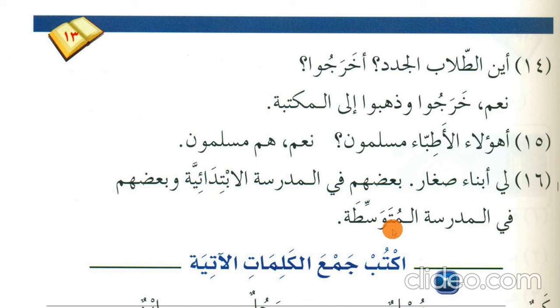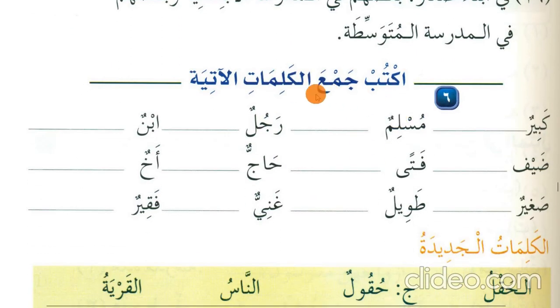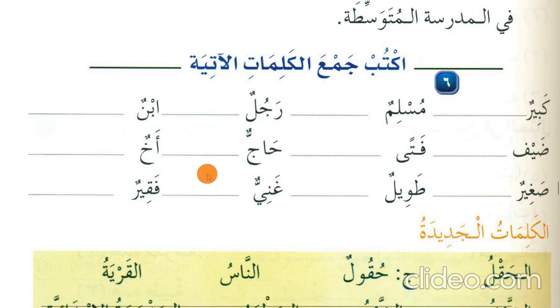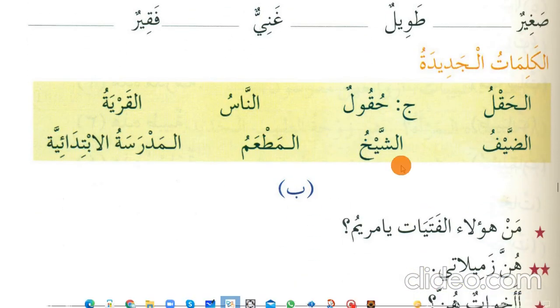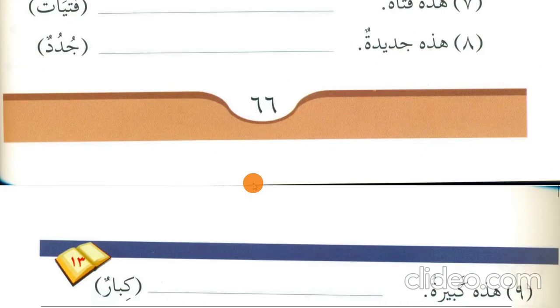Ba'duhum fil madrasatil ibtida'iyya wa ba'duhum fil madrasatil mutawassita. Some of them are in the elementary school and some of them are in the middle school. Uktub jam'a kalimat al-atiya. Write the plurals of the following words. Kabir, kibar. Muslim, muslimun. Rajul, rijal. Ibn, abna'. Dayf, duyuf. Fata, fityah. So in this way you will write their plurals here. Al-kalimat al-jadida, new words. So here you will write their meanings.